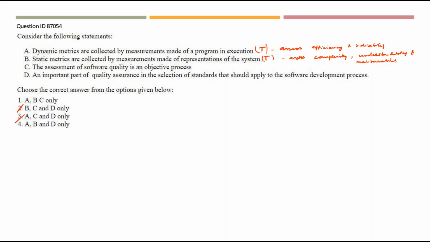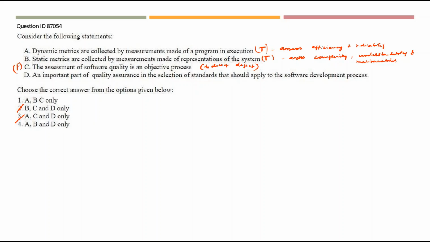The assessment of software quality is an objective process. Software quality involves partial or complete code review, architecture review, testing, and it has to assess a software product's compliance with development standards. Software quality assessment is done to find defects in the software product. So assessment is not an objective process. We are marking C to be false.